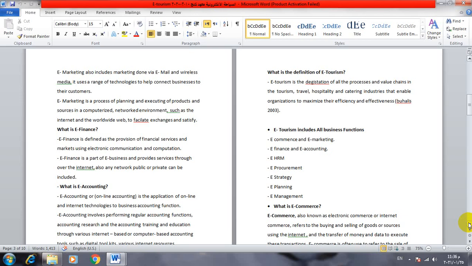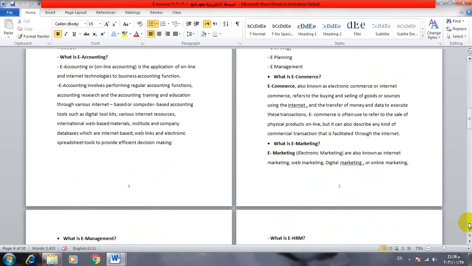What is e-commerce? E-commerce, also known as electronic commerce or internet commerce, refers to the buying and selling of goods or services using the internet and the transfer of money and data to execute this transaction. E-commerce is often used to refer to the sale of physical products online, but it can also describe any kind of commercial transaction that is facilitated through the internet.